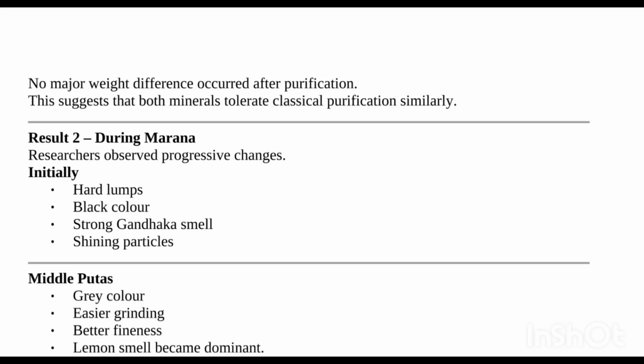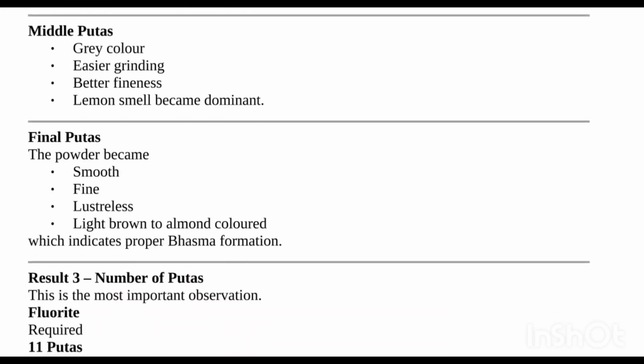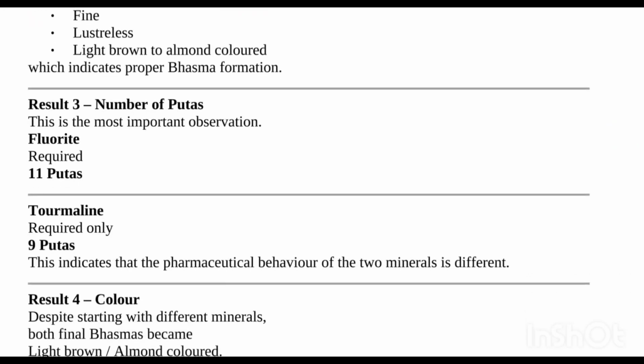In result two, during Marana, the researcher observed progressive changes. Initially, a hard lump, black color, strong gandhak smell and shining particles; in the middle puttas, gray color, easier grinding, better fineness, and lemon smell became dominant; and in the final puttas the powder became smooth, fine, lusterless and light brown to almond color, which indicates proper bhasma formation.